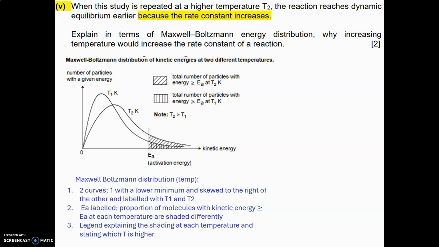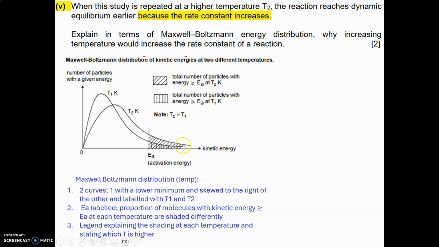Second thing, you label the activation energy and you shade the proportion of molecules with kinetic energy greater than or equal to the activation energy at each temperature using different types of shading. You can shade one to the left and another to the right. Make sure that they appear different. Finally, you need a legend or a key explaining what your shading means.